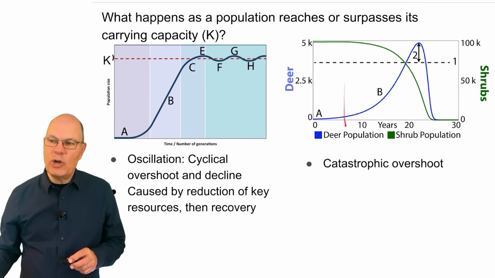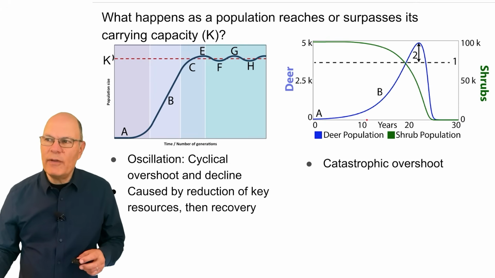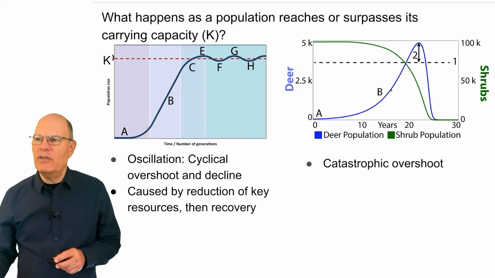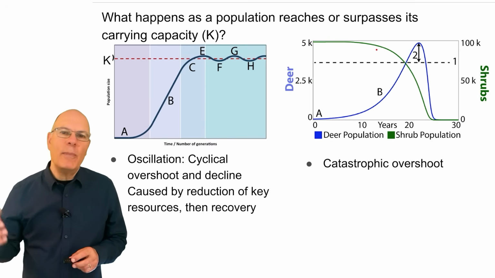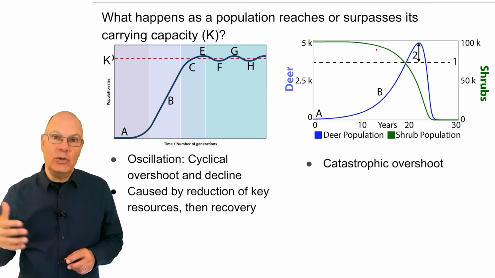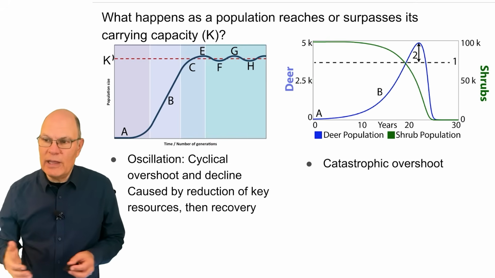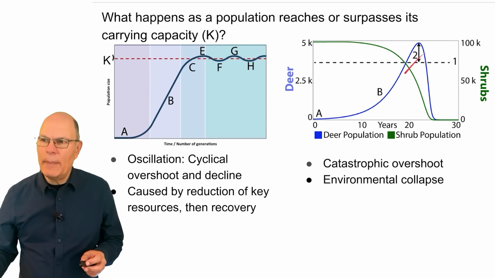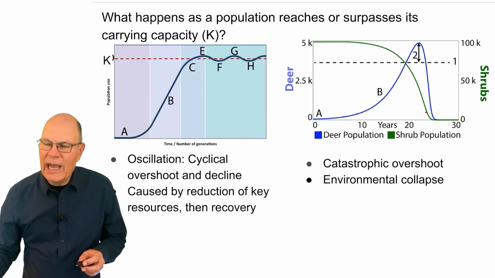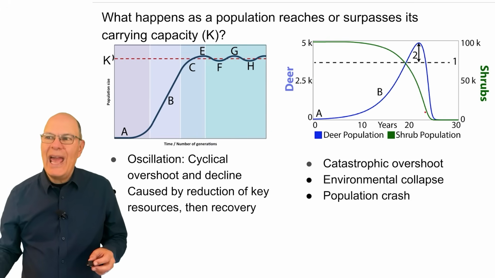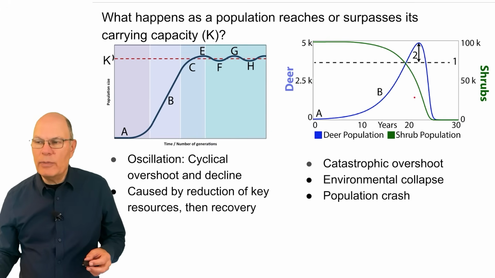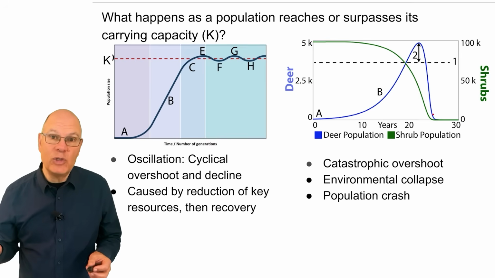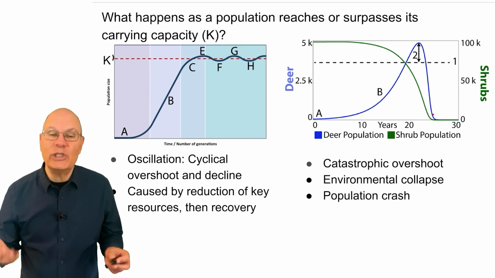That is different from what's shown on the right, which shows a catastrophic overshoot. The line in blue represents the population of deer. The line in green represents the shrubs that the deer use to forage and to supply themselves with food. Well, in this case, there's a catastrophic overshoot of the carrying capacity, and that causes essentially an environmental collapse, and the population of shrubs crashes and the population of deer crashes, and there's no subsequent recovery. We have serious environmental degradation.